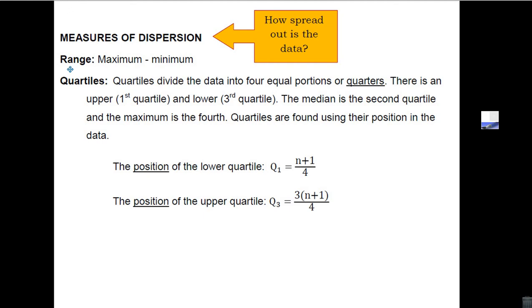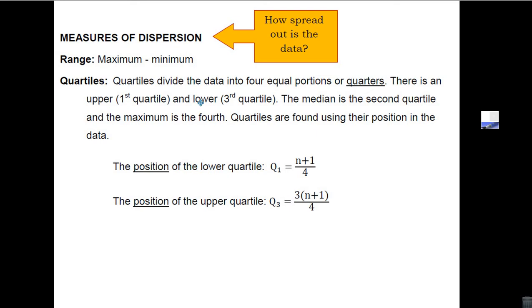One thing that's good is the range itself, from the biggest piece of data minus the smallest piece of data. Well, that gives you the range. Quartiles divide the data into 4 equal portions. 1/4, so we sometimes would call it the 25th percentile. It's the first quartile. And then there's the third quartile. And then there's the median, which is the second quartile. And the maximum, I guess it's the fourth quartile.